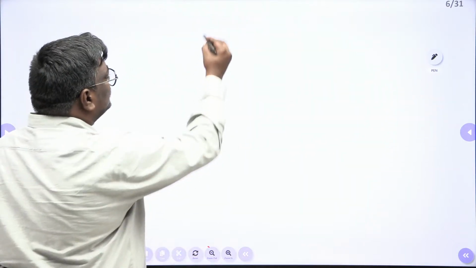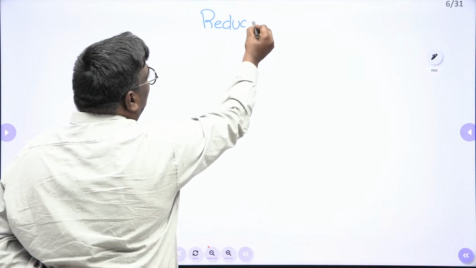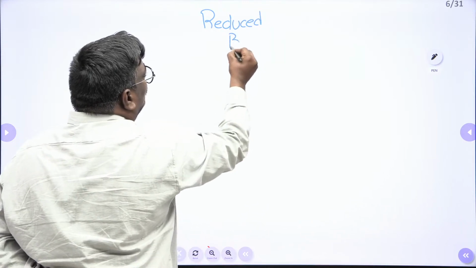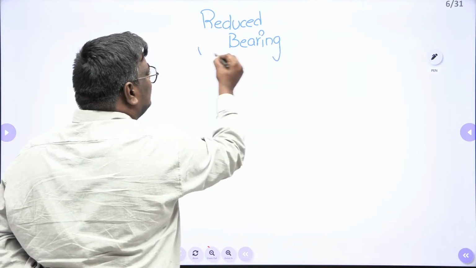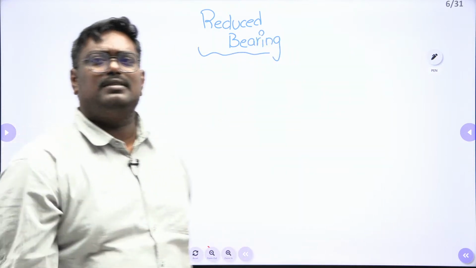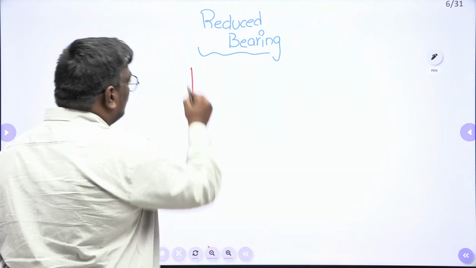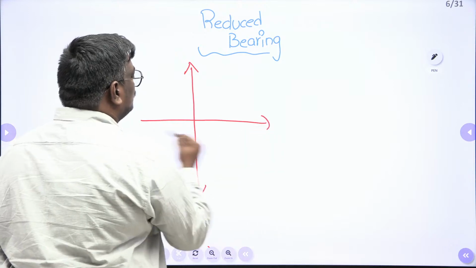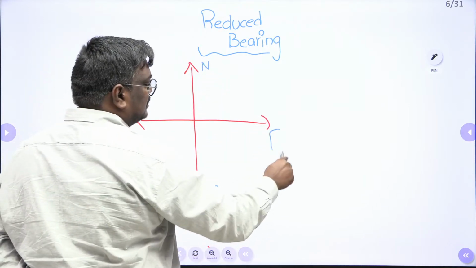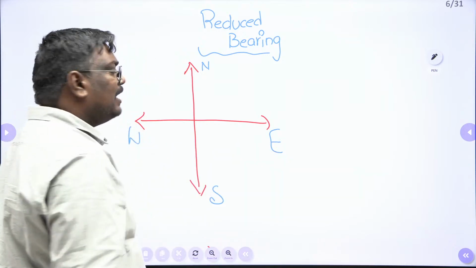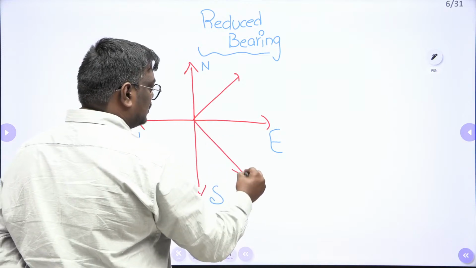Now, my dear students, when I talk about reduced bearing, we have a concept called reduced bearing. Sir, what is reduced bearing? Why I am teaching this from the basics here is that you should understand clearly. This is north, this is south, this is east, and this is west. So when I talk about north, south, east, west, see here, my dear students, these are the survey lines.